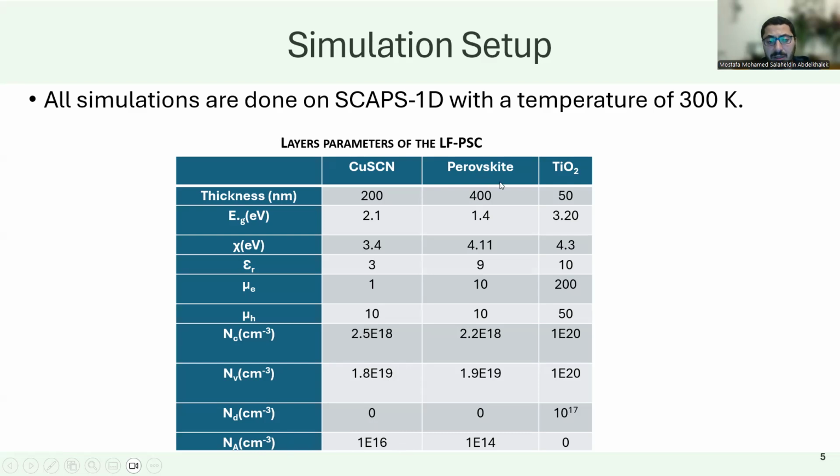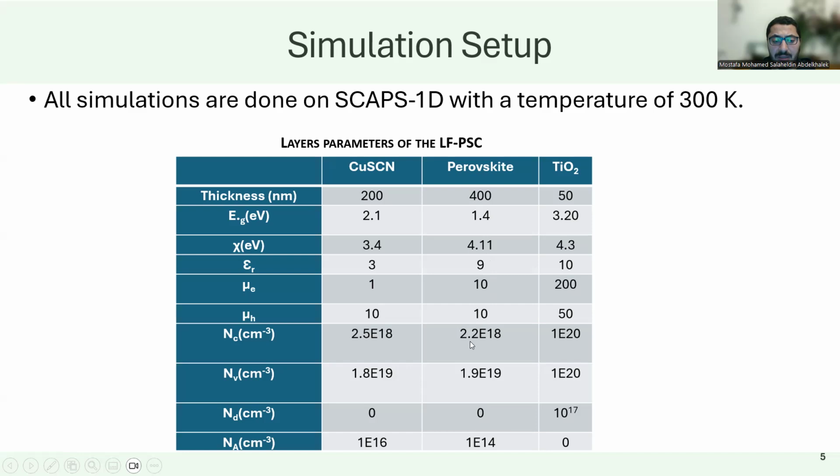For the absorber layer, the lead-free perovskite layer, the thickness is 400 nanometer. The energy gap is 1.4 electron volt. The affinity is 4.11 electron volt. The relative permittivity is 9. Mobility of electrons is 10. Mobility of holes is 10.